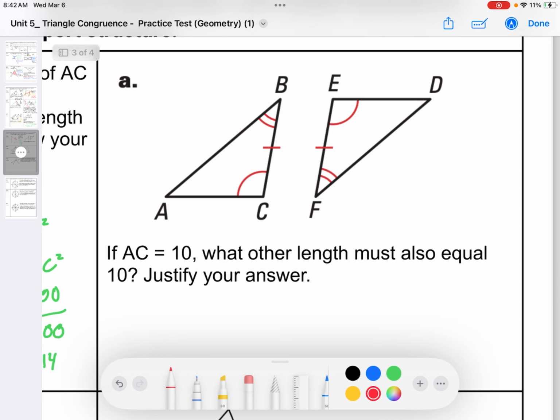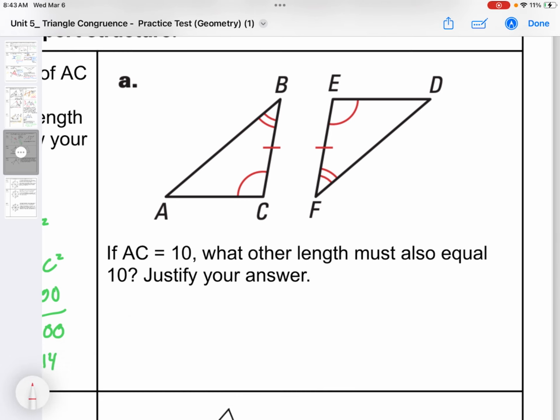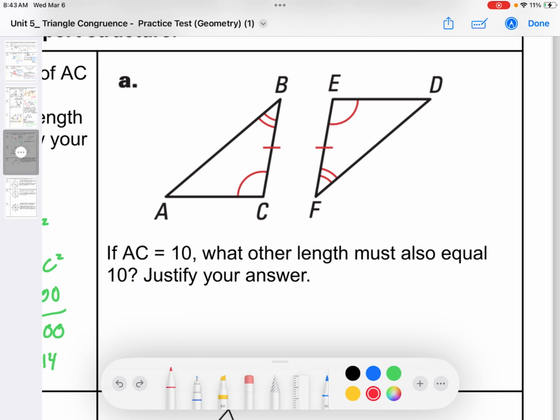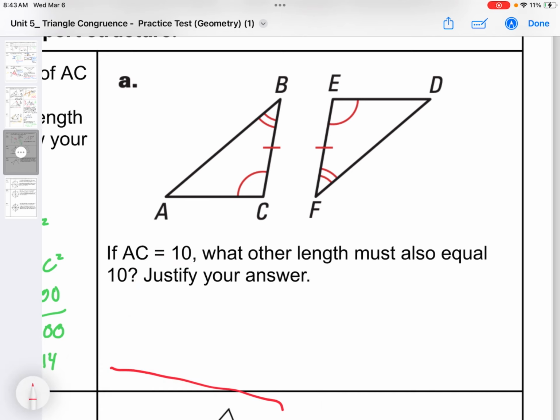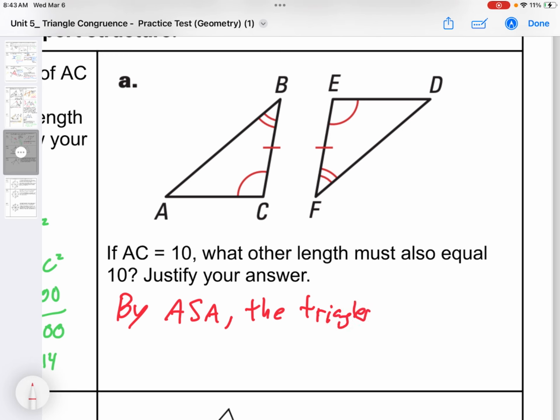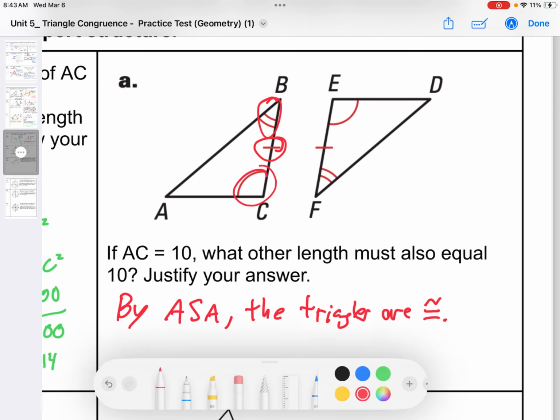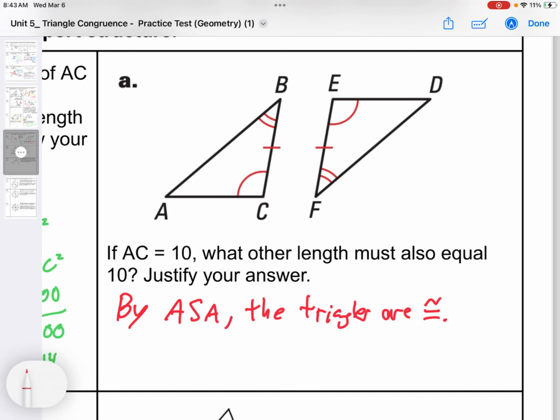If AC is 10, what other length must also be 10? Justify your answer, and this is kind of the hard part. The length that has to also be 10, well, I look at this, I'm seeing two congruent triangles. How do I know they're congruent? By angle, side, angle, the triangles are congruent. That's angle, side, angle. So if I can use angle, side, angle to show the triangles are congruent, then that means that all the other matching parts have to be congruent.